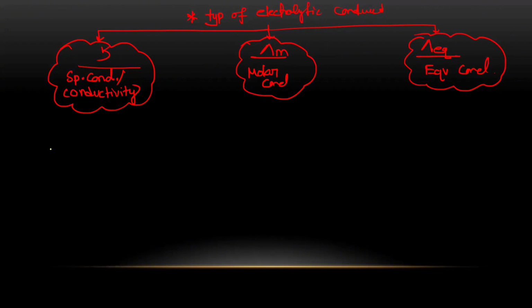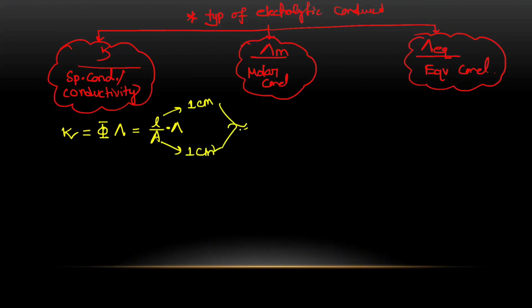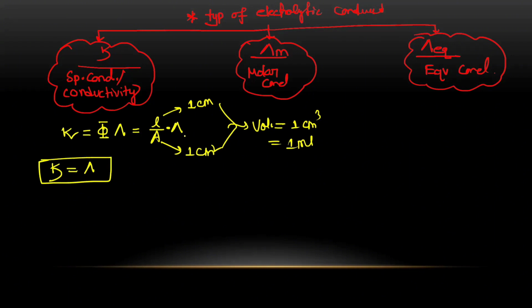Now, first one is specific conductance. We know from Ohm's law, kappa equal to phi into lambda. Phi means cell constant, L by A. That means basically L upon A into lambda. If L is 1 centimeter and A is 1 centimeter square, then the system will have volume equal to area into length. So 1 centimeter square into 1 centimeter is 1 cm cube, and 1 cm cube is nothing but 1 mL. Now, if these two things are 1 into 1, then kappa is basically equal to lambda, isn't it? So specific conductance or conductivity will be equal to conductance.